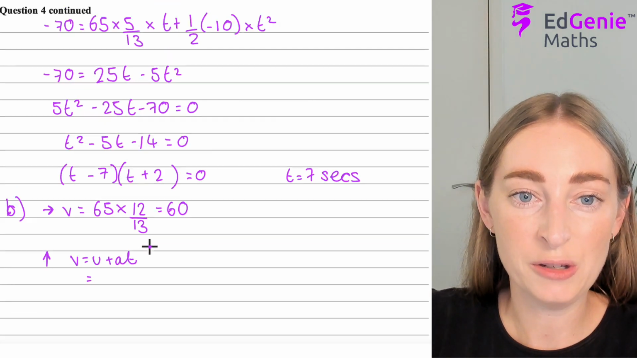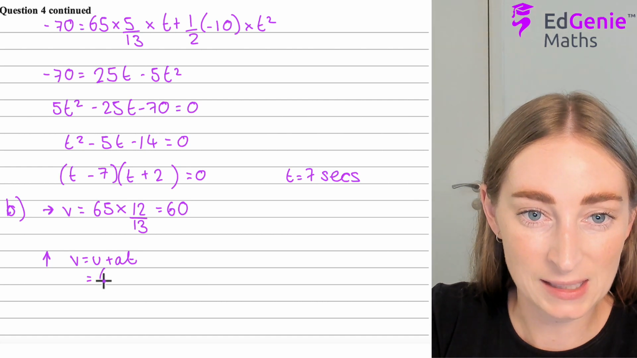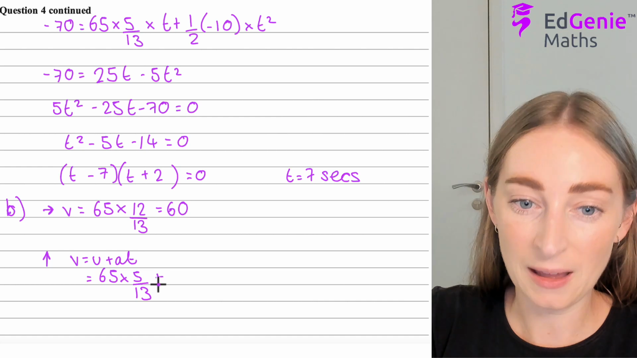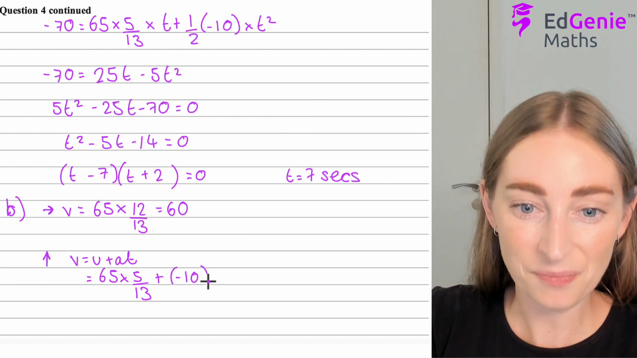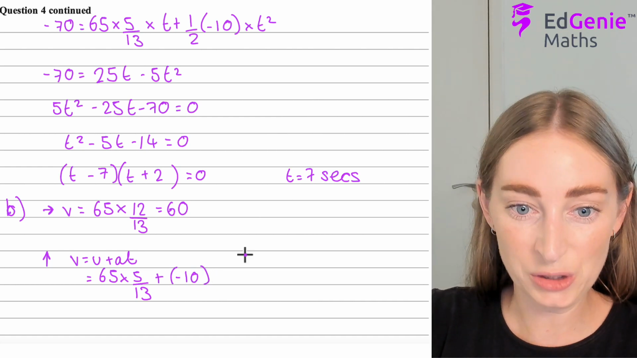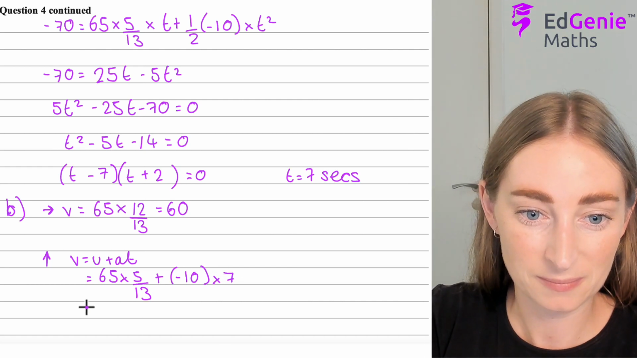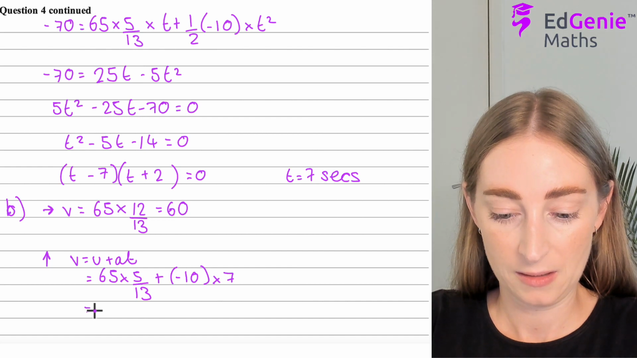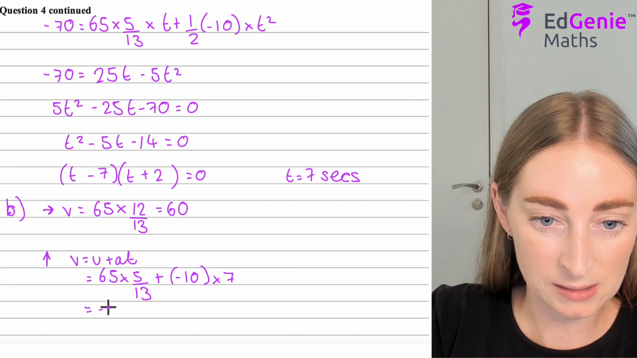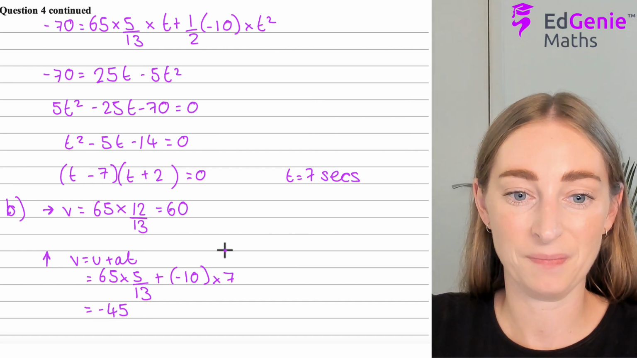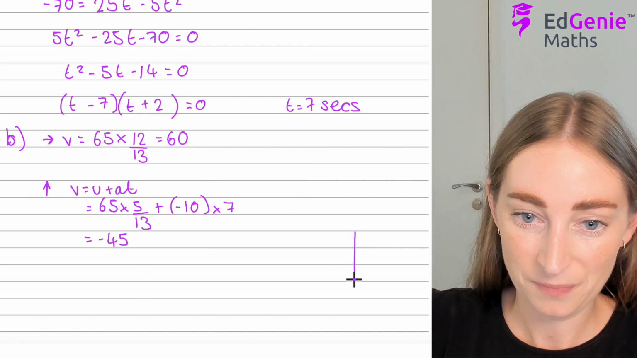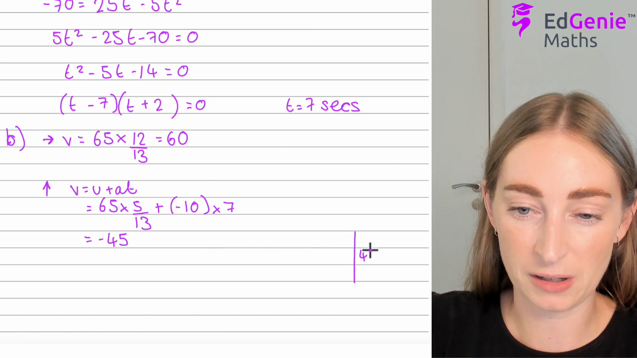Substitute in. So our u value we know is going to be 65 times 5 over 13. We worked that out before. Plus a, which is negative 10, multiplied by t, which we just worked out to be 7. Put this whole thing into your calculator. Minus 10 times 7, and that's given me minus 45. So that means in this direction we have a speed of negative 45.